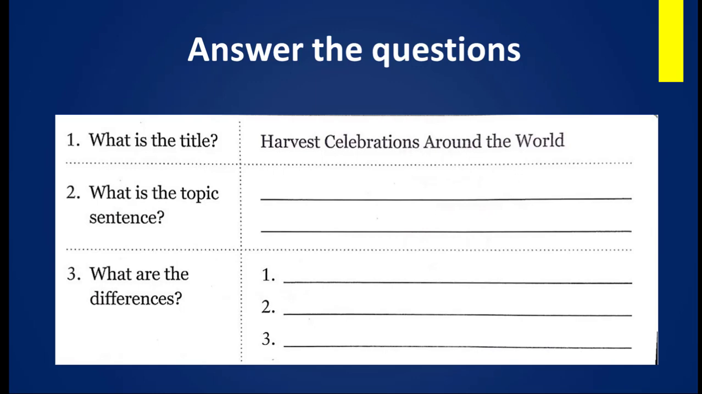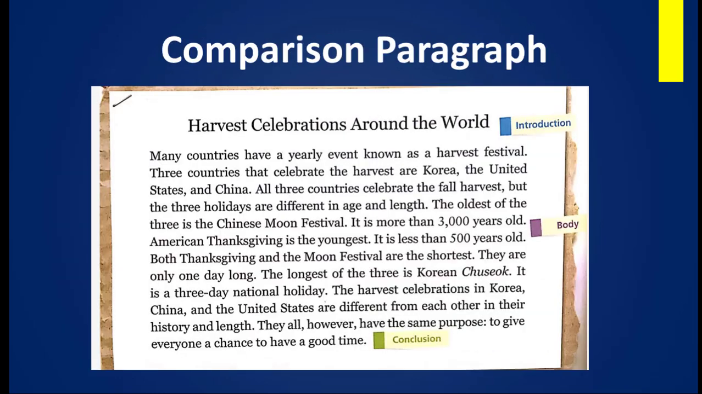We have three differences. The first is that the oldest is the Chinese Moon Festival, which is different from American Thanksgiving, the youngest; we just compare them. And the longest is Korean Chuseok. Here they want you to see that the two are different in age, and in length, Chuseok in Korea takes three days of holiday. So these are the three differences in this paragraph.